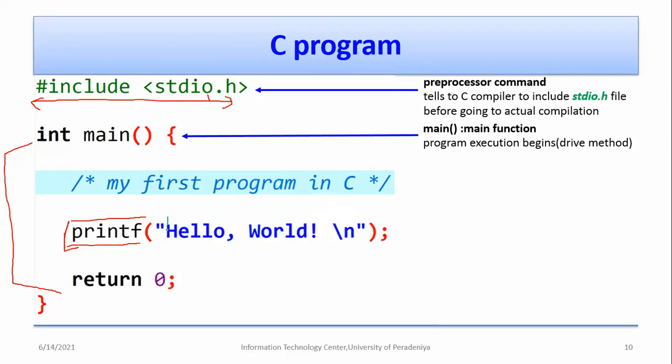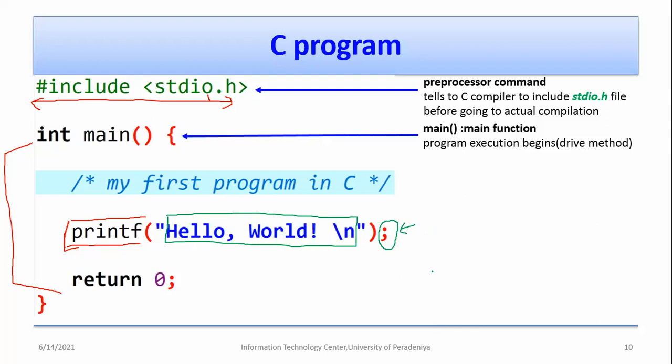So that message should be within the double quotation symbol. Here you can see Hello World, right? Hello World should be within the double quotation marks. And then here I close the printf function by using the round bracket, and here I mention this is the end of my printf function. So this is the end of my statement, right?